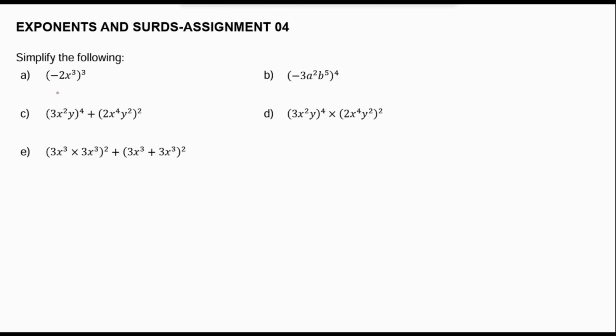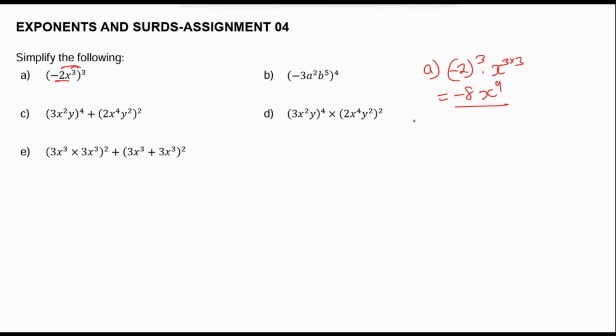Right, let's do these questions together. So question A, we are raising a product to a power. So this is the product. What we do is distribute the exponent. It becomes negative 2 to the power 3 times x cubed times 3. Okay, and then what we get is negative 8 times x to the power 9.